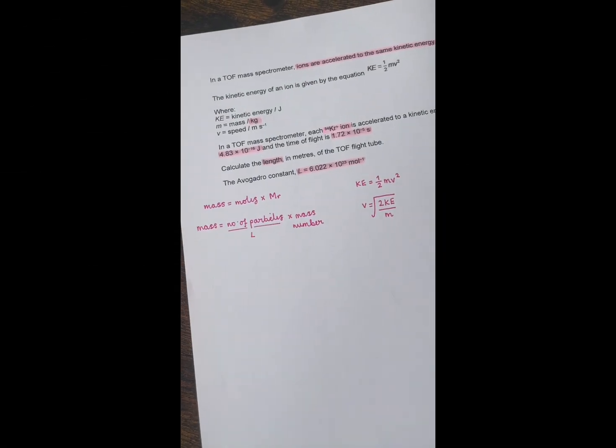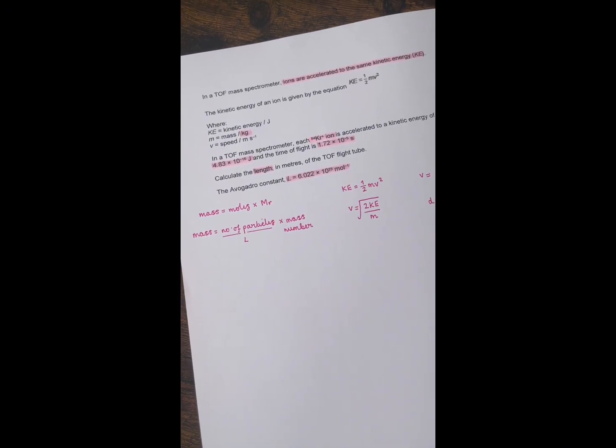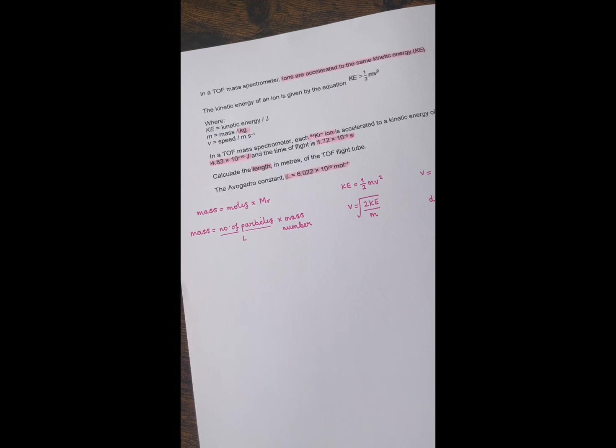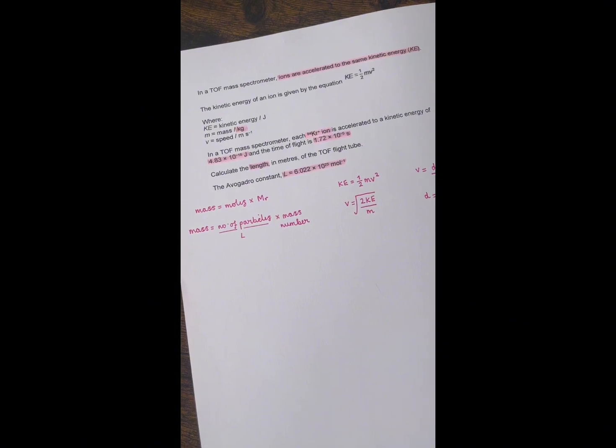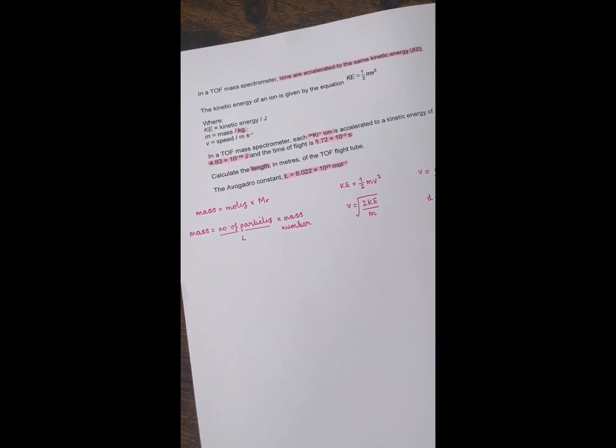So in a time of flight mass spectrometry calculation, we're looking at how one individual ion moves through the flight tube to approach the detector part of the mass spectrometer. Now, all of the calculations will require you to use the same three equations, and while the specific variable being calculated will differ, you are going to need to use these same three equations in one format or another.